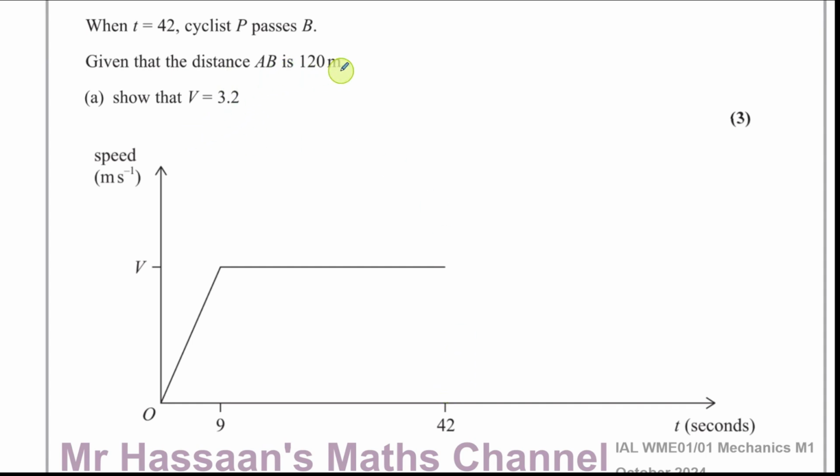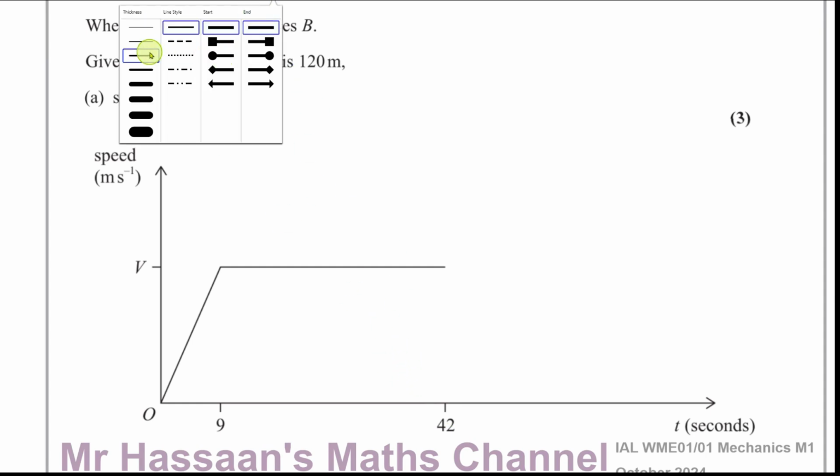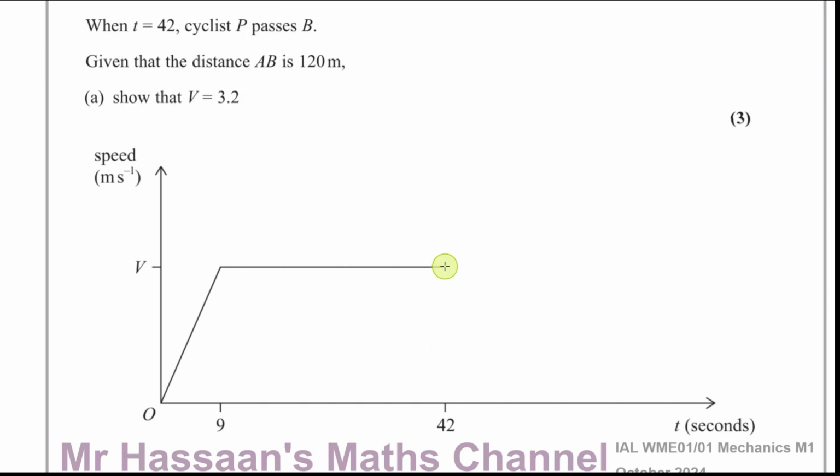Given that the distance AB is 120 meters, show that V equals 3.2. So basically, the distance that he's traveled in this time is 120 meters, and from a speed time graph, to find the distance, we need the area under the graph. So the area of this shape, which is a trapezium, is going to be 120.